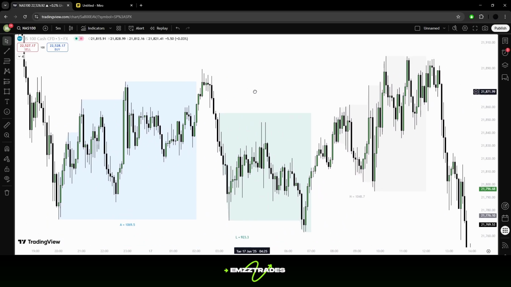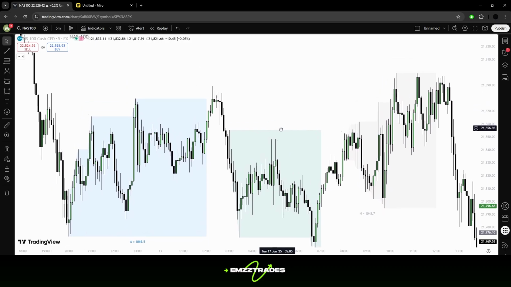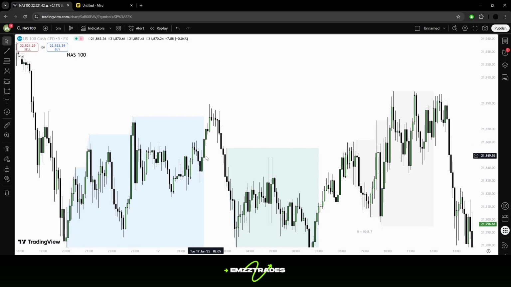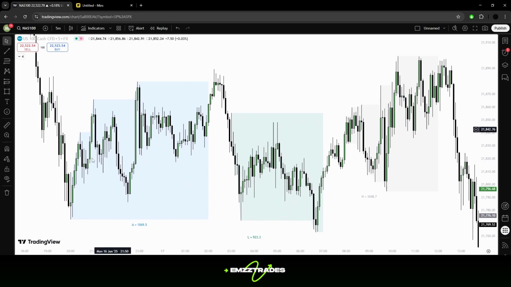Okay, we're going to get started straight away on this example. So what you need to do is make sure that you only trade within the London kill zone, 7 a.m. until 11 a.m. on a 5-minute time frame. Okay, as you can see, my indicator actually marks out my Asian session, London session, and New York session.